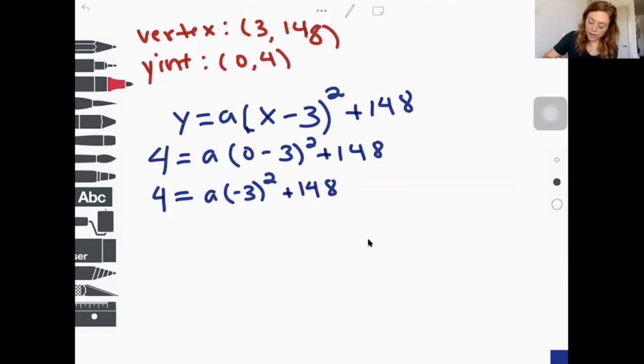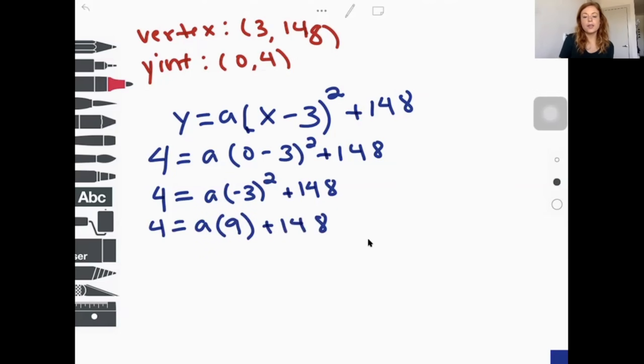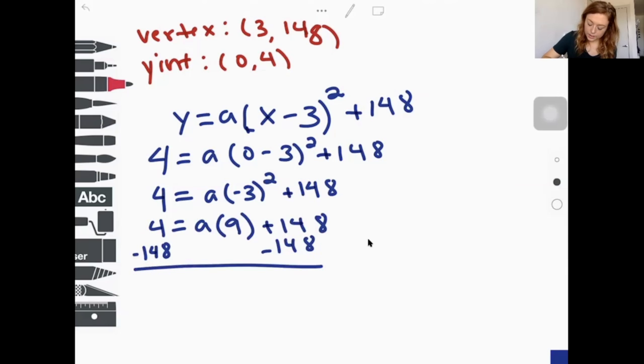Okay, now I have 4 equals a times negative 3 squared, which is just a positive 9, plus 148. Okay, then I'm going to subtract that 148 from both sides. And I'm going to get negative 144 equals 9a, or a times 9. You can leave it just like that if you want, and that cancels.